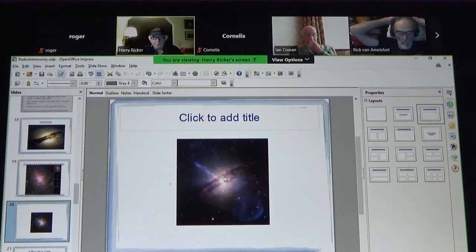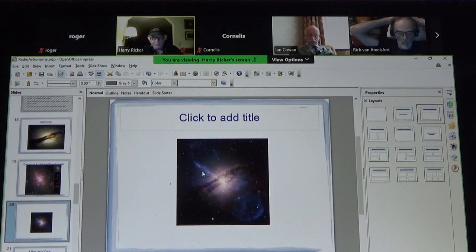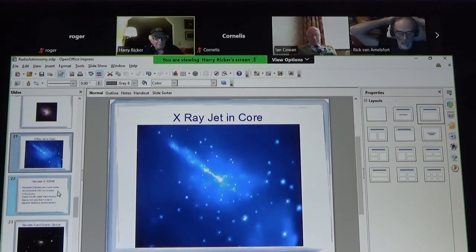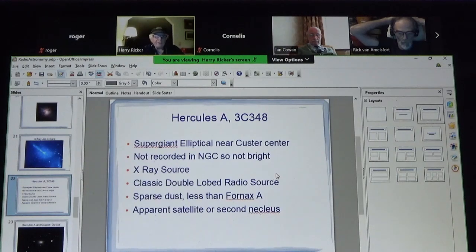This is a picture of the X-ray jet that's coming out of the center of it. It's kind of interesting. This is what the X-ray jet looks like. Interestingly, the jet only points in one direction. There's not a counter jet in the opposite direction. Okay. Anybody got any questions about that? I could talk more about it if you want.